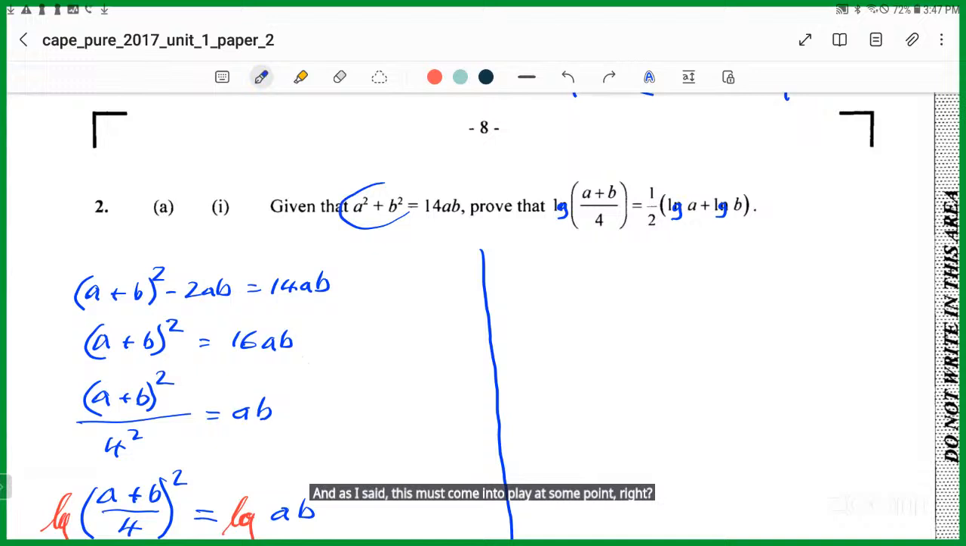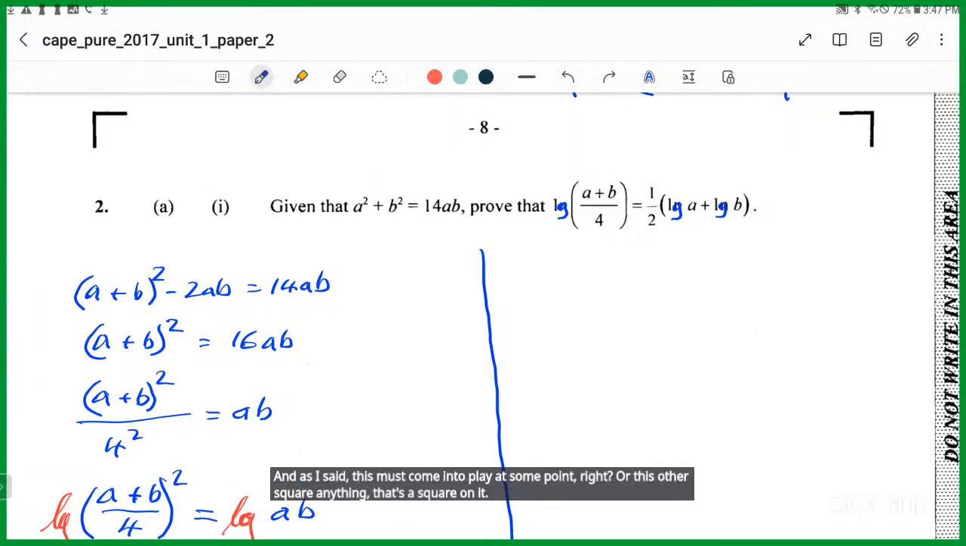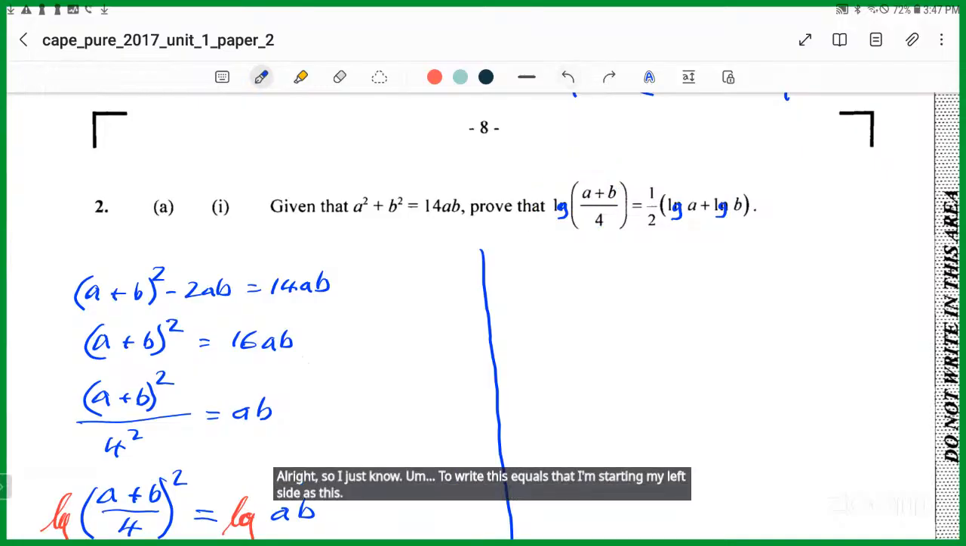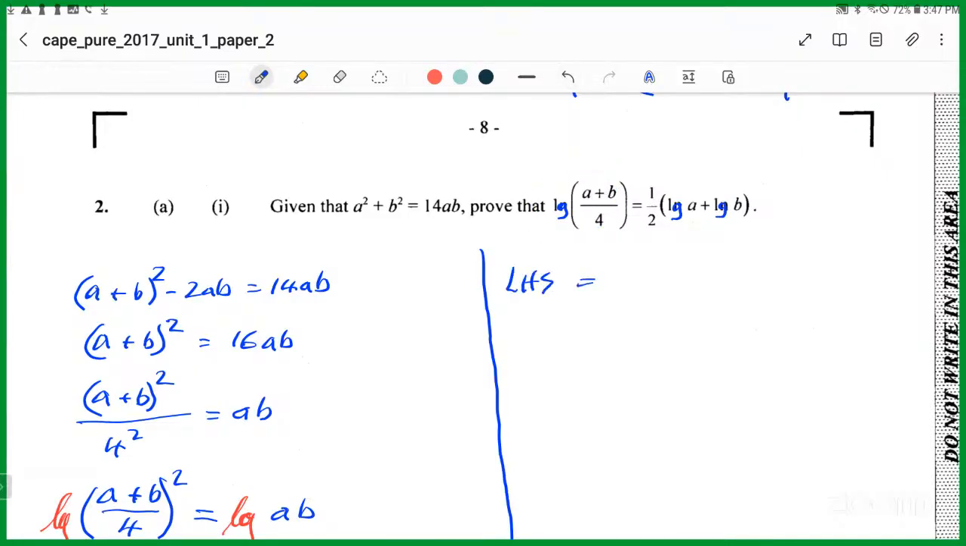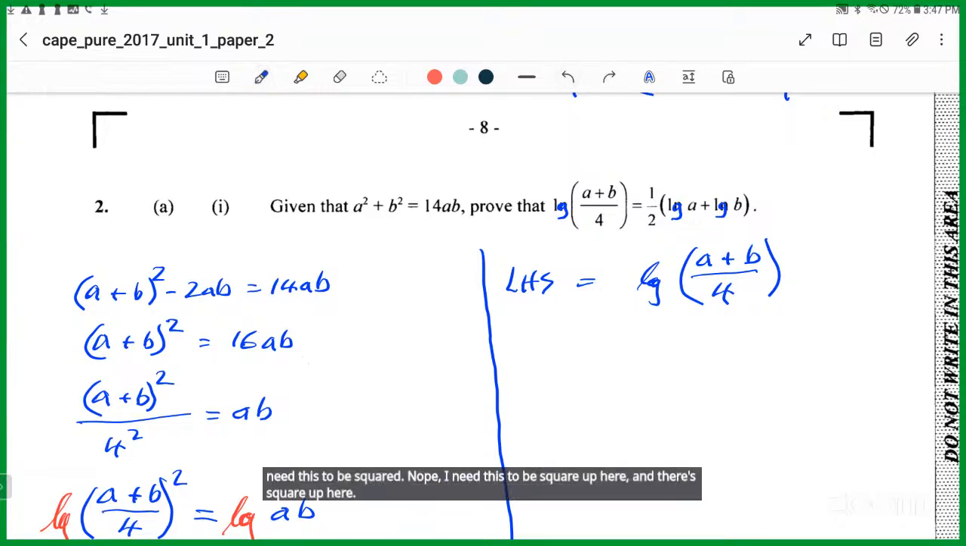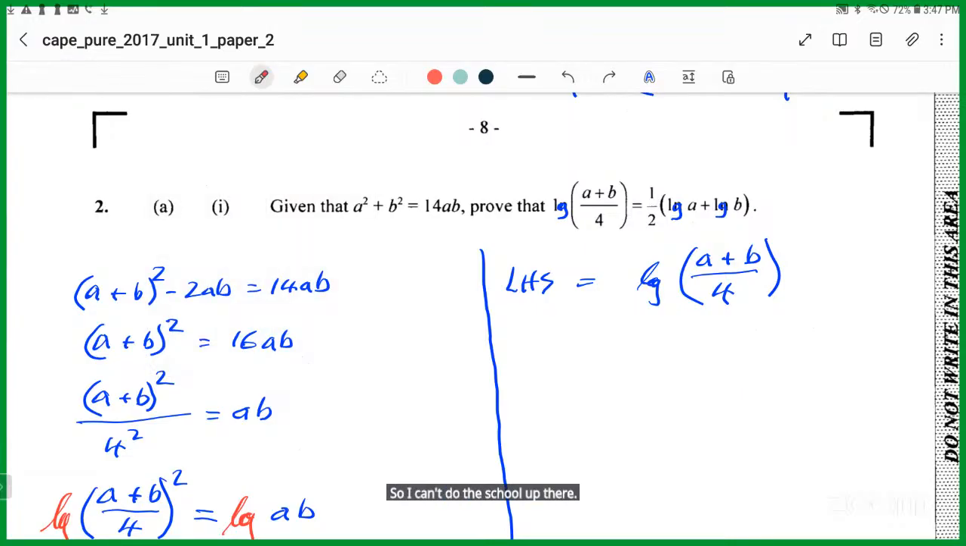Now this has a square on it, and I know that has a square on it. Watch this now. Prove that this equals that. I'm starting with the left side as this. The left hand side is equal to the log of a plus b over 4. Now, because that has a square on it, I need this to be squared up here. So to get a square up there, I can put the square that I want up there and half it back.